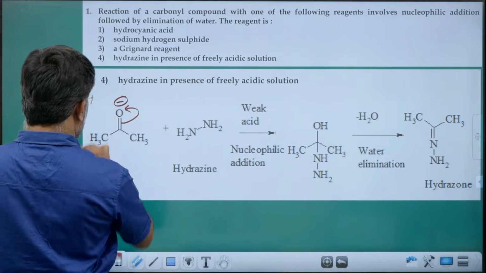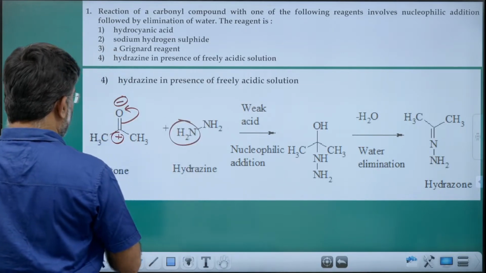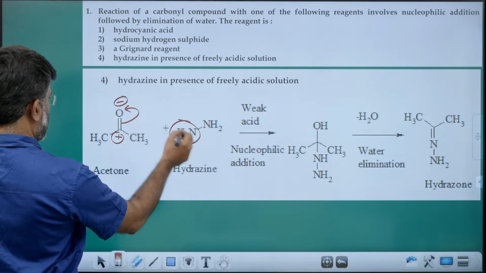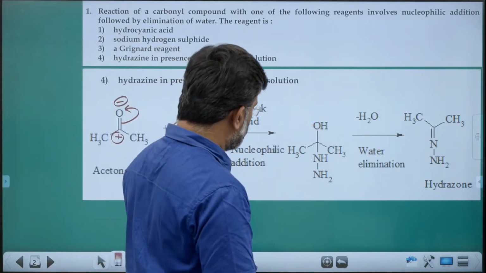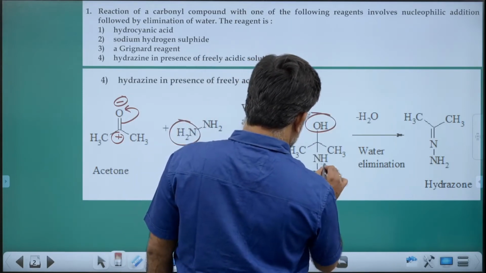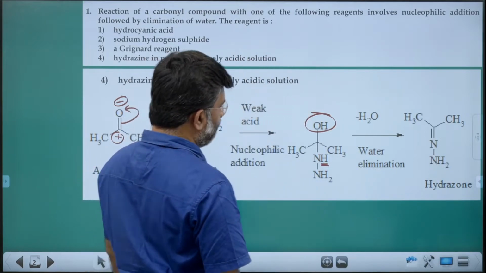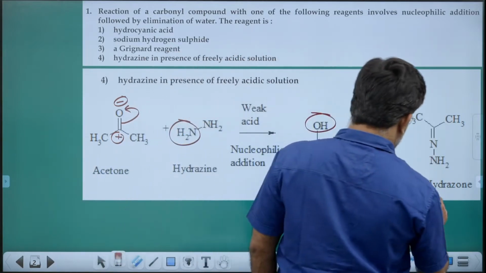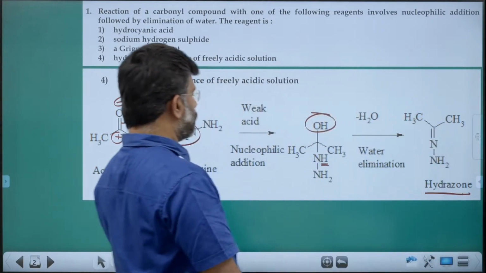This is O minus and C plus, and this part of the molecule will be attached. One hydrogen comes here and the NH2 group is connected here, and you get OH and NH2. Now there is elimination of a water molecule, the OH group, and H from the NH is gone, and you are getting hydrazone, C double bond N NH2.